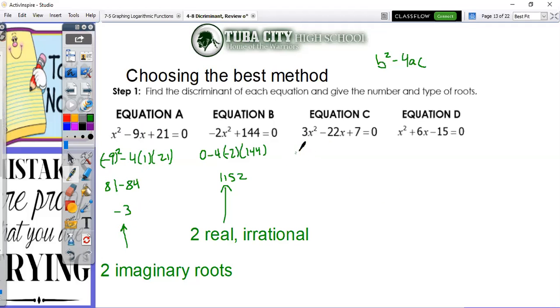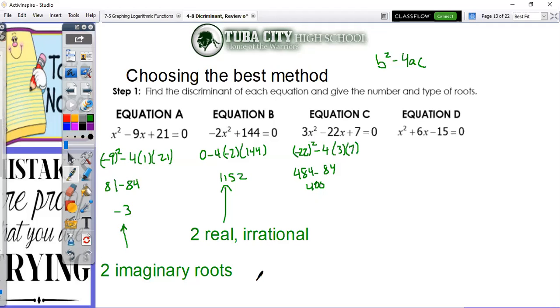So b squared, so negative 22 squared minus 4ac. So 22 times 22, what is that going to be? 484 minus 84. Oh, okay, that's going to be 400. So my discriminant is 400.